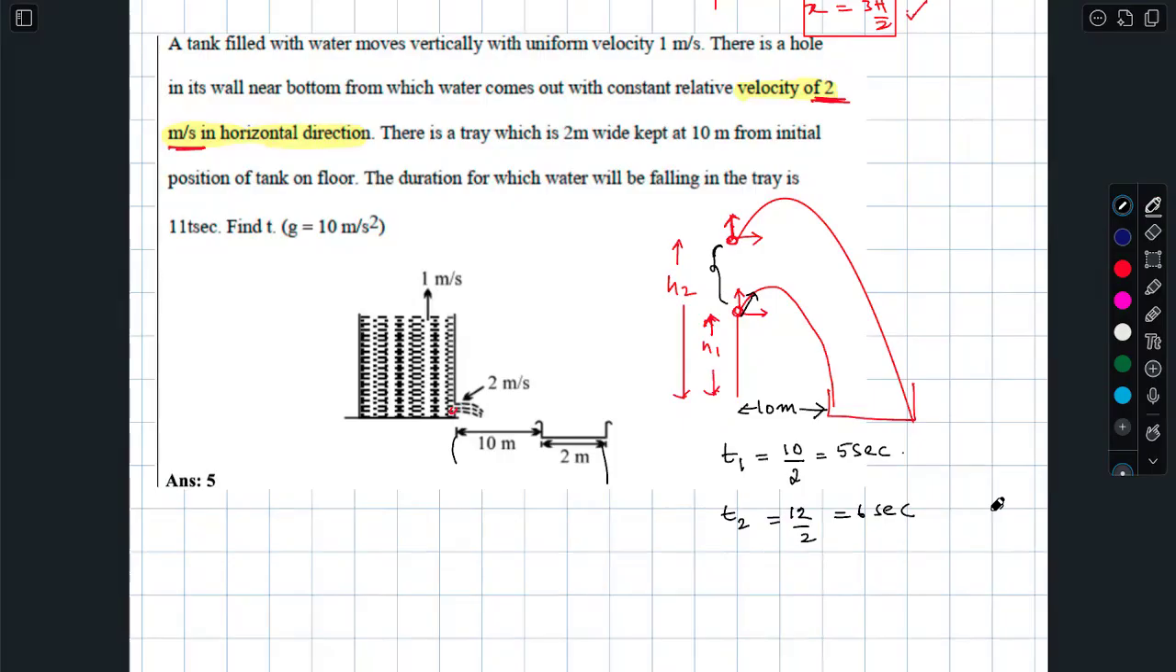But that is not the picture what you have there. They asked me 11 seconds. Water will be falling in the tray, but I got a different thing. Where I went wrong, tell me, explain.